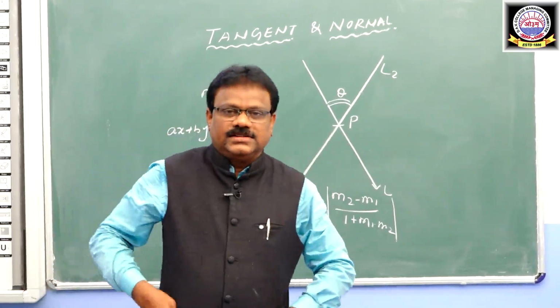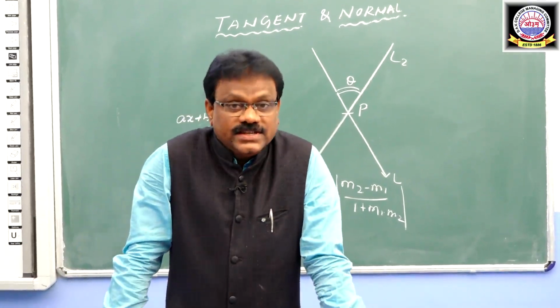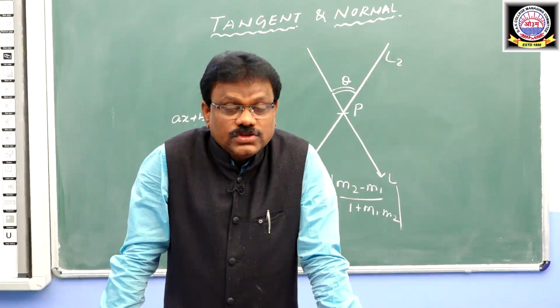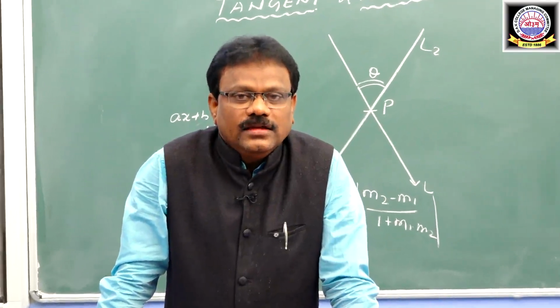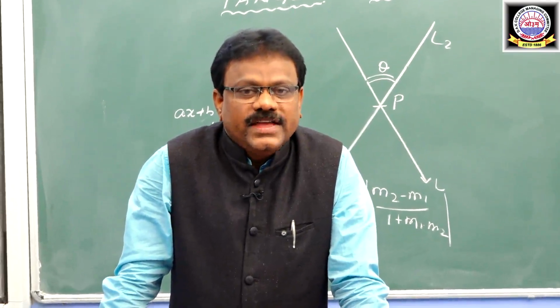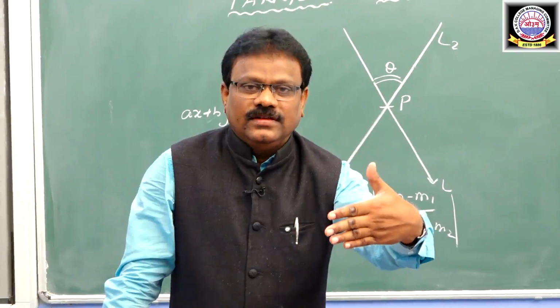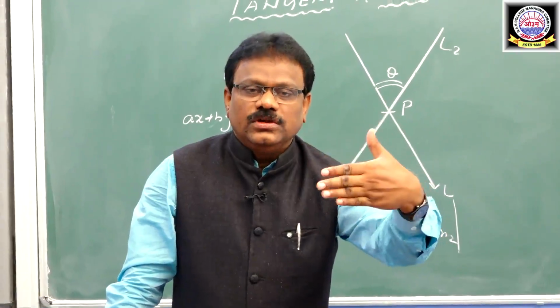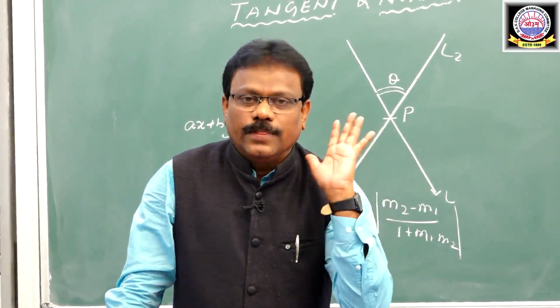Once again, to remind you, what is the slope of the x-axis? Because the x-axis is a line itself. The slope of the x-axis is 0. Why? Because the x-axis makes an angle of 0 degrees with itself, so tan 0 is 0. So the slope of the x-axis is 0.